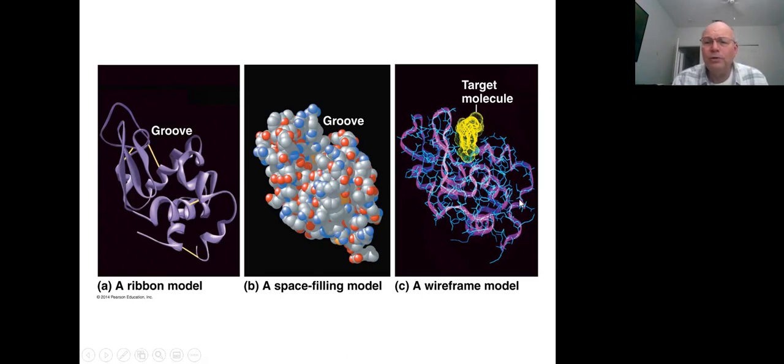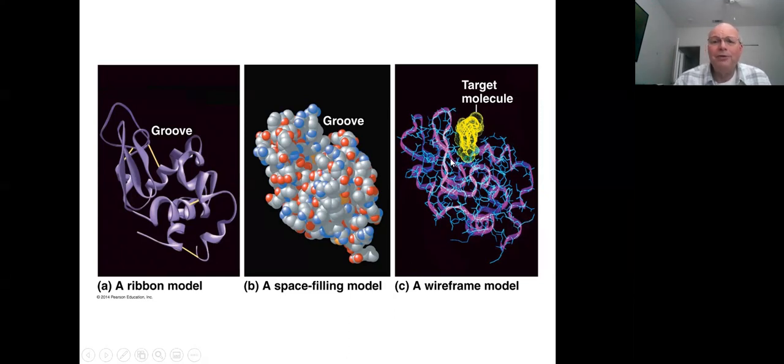Then you have what is called the wireframe model, which shows you the covalent bond backbone, the skeleton backbone of the protein, and then sometimes you can overlay on that the ribbon model so that you can see how the ribbon of the amino acids is constructed from the layout of the covalent bonds between the atoms. So this is kind of a compromise between the ribbon model and the space-filling model to show you more of the three-dimensional nature of the molecule.